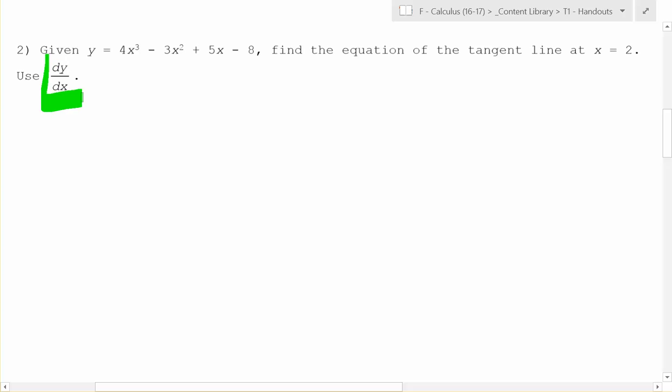Okay, have you seen this notation before? What do you think of this notation? What do you think that means? What is it saying? Change in y over change in x. So what's another way of saying that? That is y prime. That's the derivative.